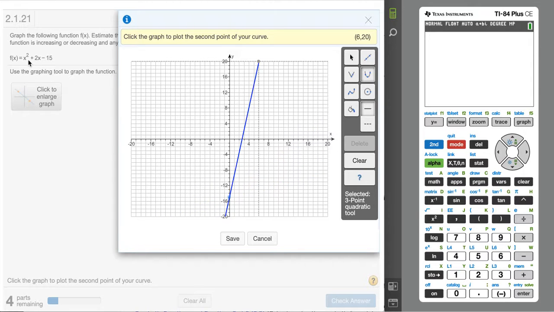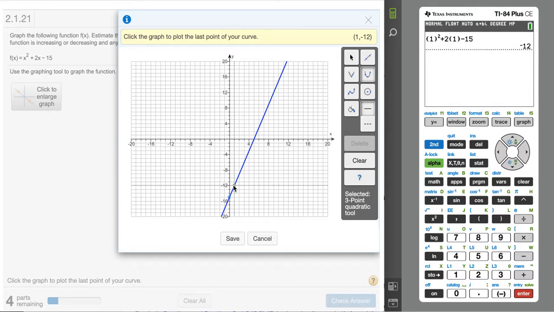Now for the next point, I'm going to plug in easy numbers that I can easily graph. So I'll plug in 1. I'm going to plug that into the equation in my calculator, or you can do it in your head. First I'm doing 1 squared, then plus 2 times 1, and then minus 15, and you get negative 12. So when x is 1, then y is negative 12. So 1, negative 12. Now I need one more point.